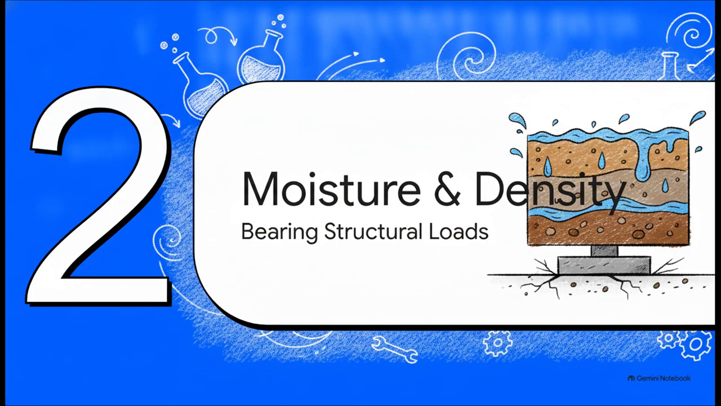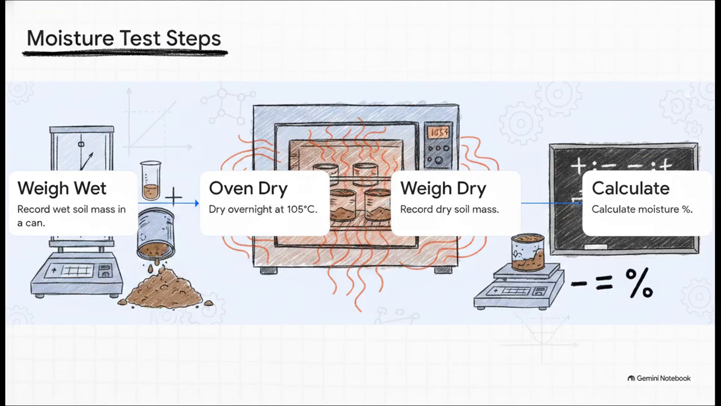Moving right along to Module 2, Soil Moisture and Density. This is all about bearing the structural load. For this procedure, we rely on the standard oven drying method. First, you record the mass of your wet soil in a can. Then, as simulated by this thermal animation, you place it in the drying oven overnight.